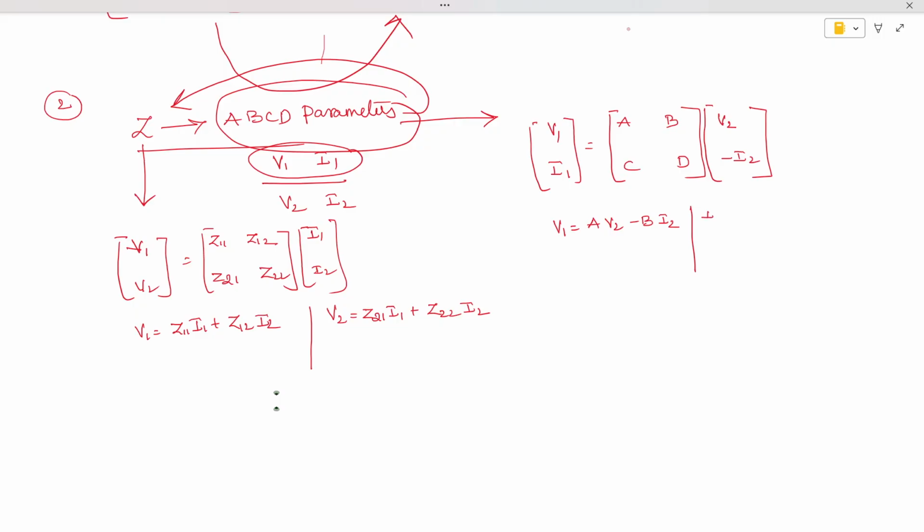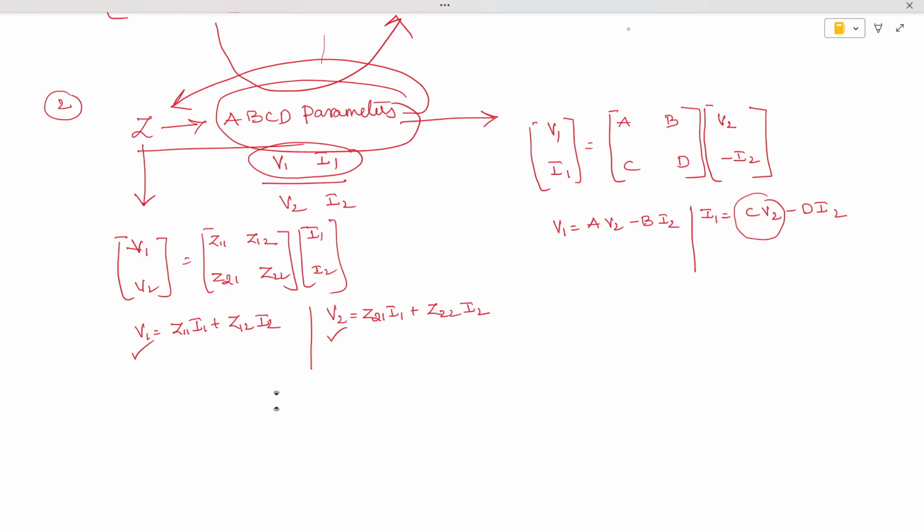Next one, I1 is equal to CV2 minus DI2. Now you see here, from this given expression, we want the equations for V1 and V2 in terms of I1 and I2. So identify that. Here, this is already there.